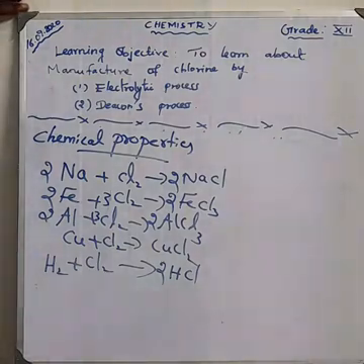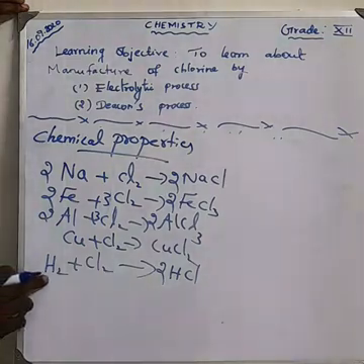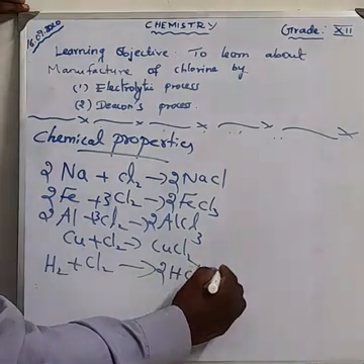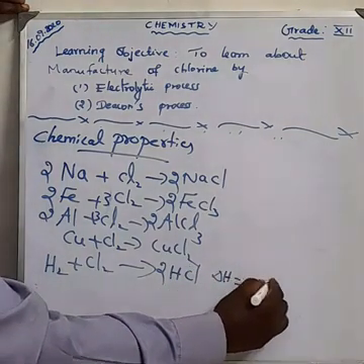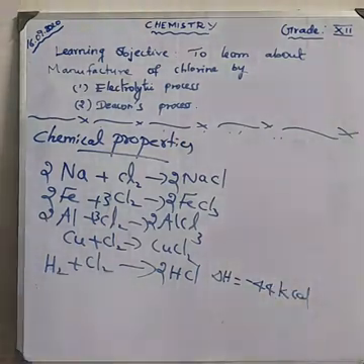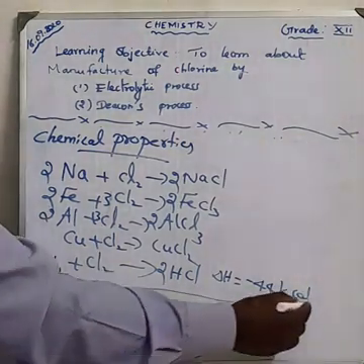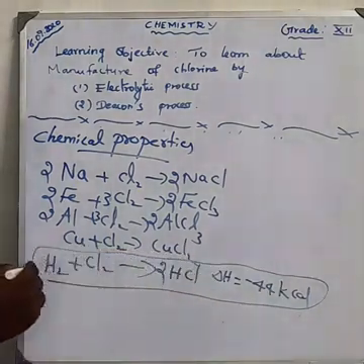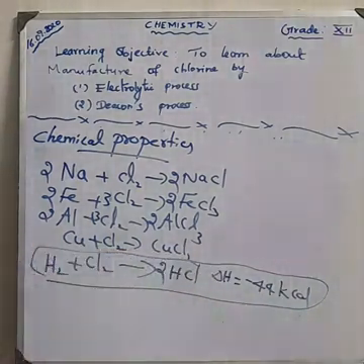Whenever you are going to write this question, you must write the delta H value, the enthalpy value, that is the amount of heat liberated or absorbed. That is about minus 44 kilocalories. Delta H is equal to minus 44 kilocalories. Okay, kilocalories. You must write this delta H value from the examination point of view.